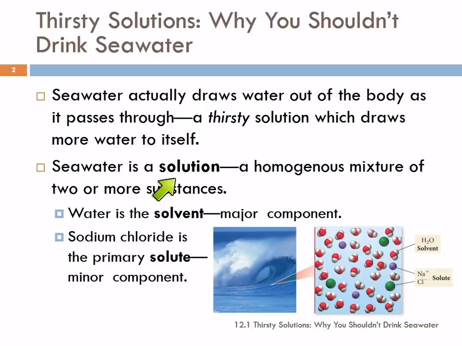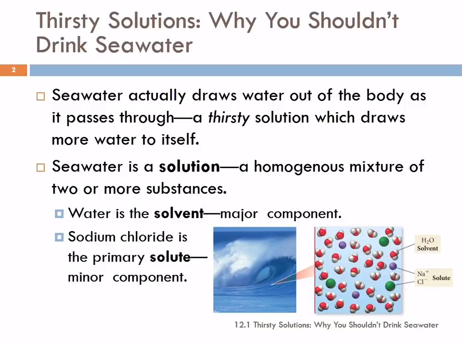Seawater is a solution. When chemists say solution, they mean a homogeneous mixture of two or more substances. In seawater, water is the solvent, and sodium chloride is the primary solute, which is the minor component of this mixture. So most of the mixture is water. The terms solvent and solute, major component, minor component works most of the time to distinguish which is the solvent and which is the solute, but not always.